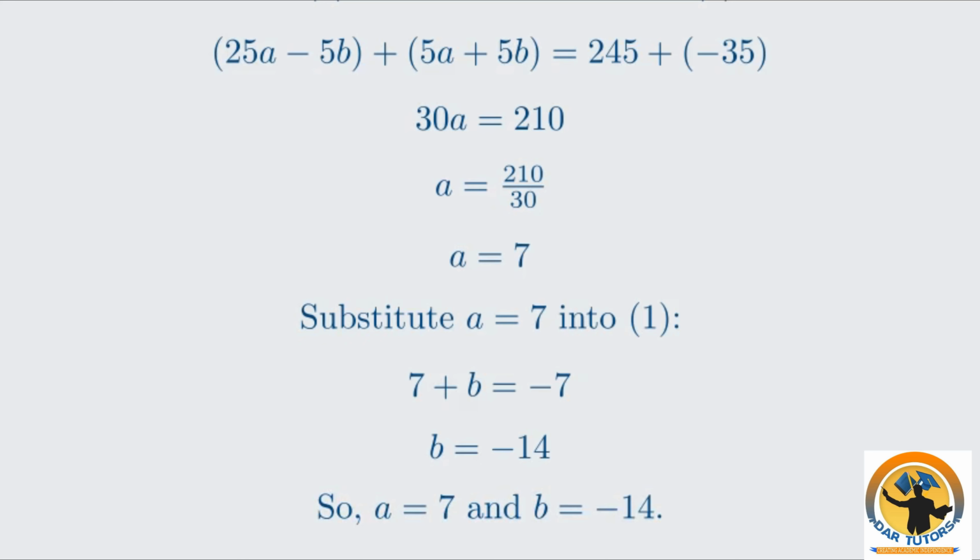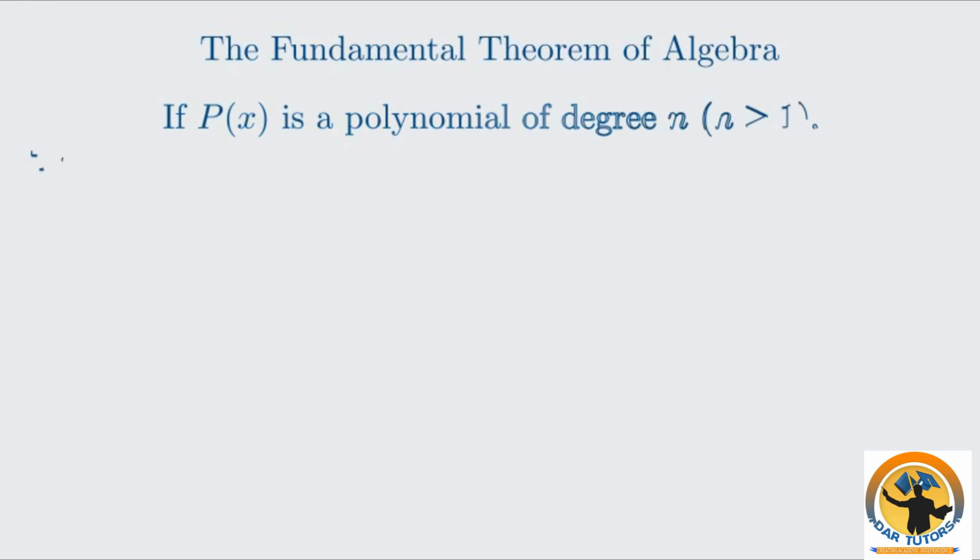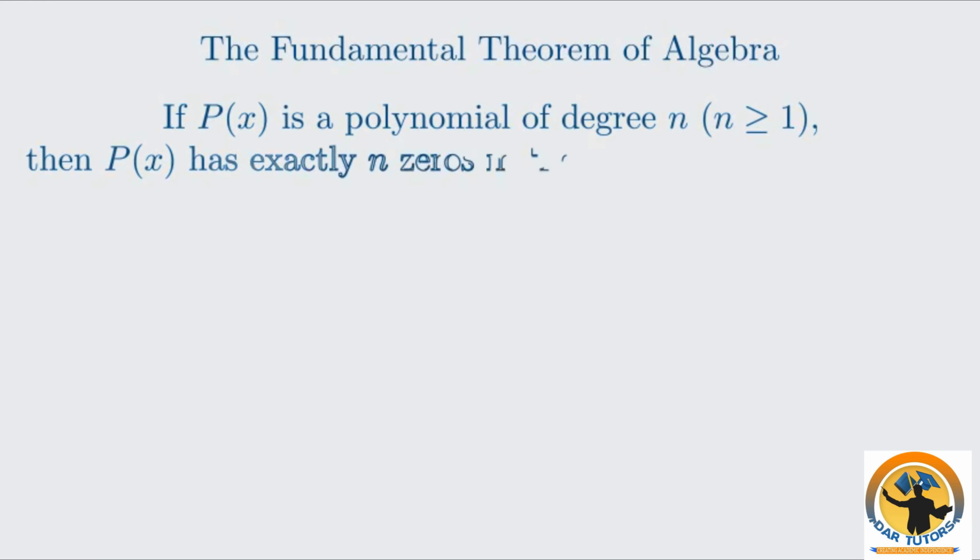This problem demonstrates how to set up and solve a system of equations using the factor theorem, a crucial skill for IBHL. We now move to the fundamental theorem of algebra, which is a cornerstone of polynomial theory. The fundamental theorem of algebra states that if p of x is a polynomial of degree n, where n is greater than or equal to 1, then p of x has exactly n zeros in the complex number system. This means that a polynomial of degree 3 will have 3 zeros, a polynomial of degree 4 will have 4 zeros, and so on. These zeros can be real or complex, and they can be repeated.